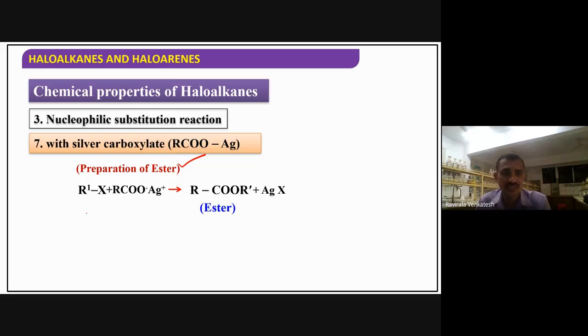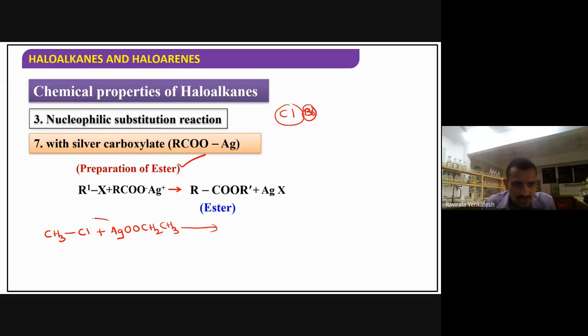Now I will make this very simple for you. In the place of R, I am taking CH3. In the place of X, I am taking Cl. You can take chlorine or bromine. Now I am writing it reversely for your understanding. In the place of R, I have taken C2H5, which is nothing but CH2CH3. Now what happens here? Silver chloride will be removed.